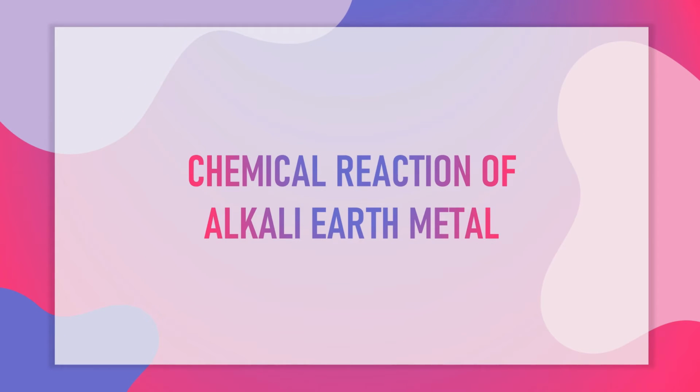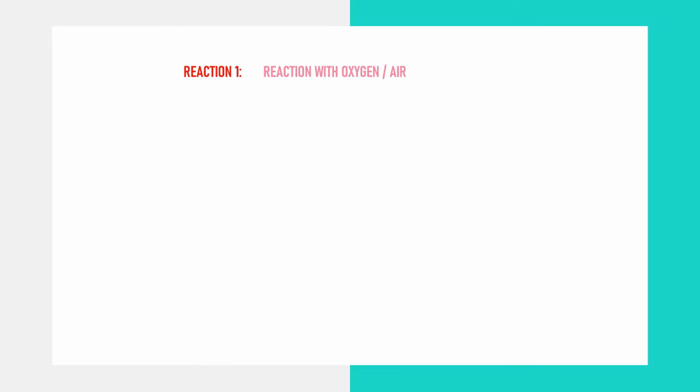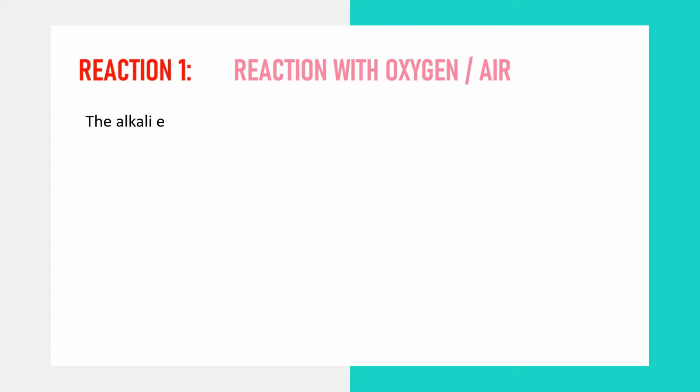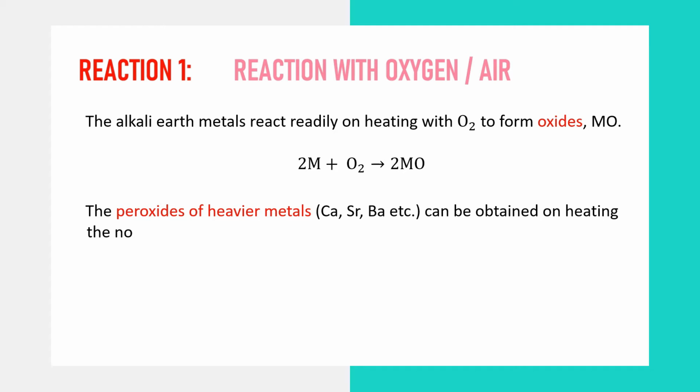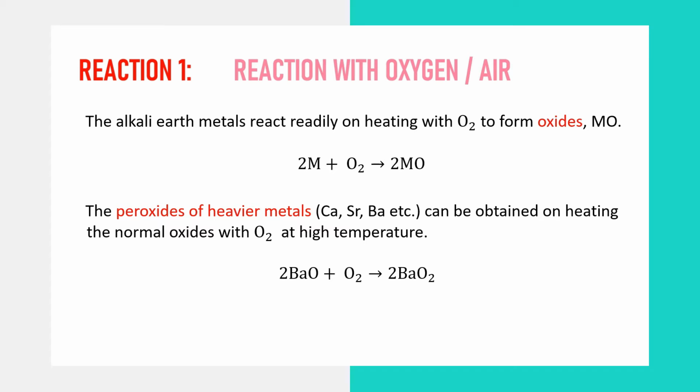Chemical reactions of alkaline earth metals. Reaction 1: reaction with oxygen. The alkaline earth metals can react readily on heating with oxygen to form oxides. Here is the general chemical equation, in which M is the alkaline earth metal. The peroxide of the heaviest metal can be obtained on heating the normal oxide with oxygen at high temperature. Here is the example of the chemical equation when barium oxide reacts with oxygen.